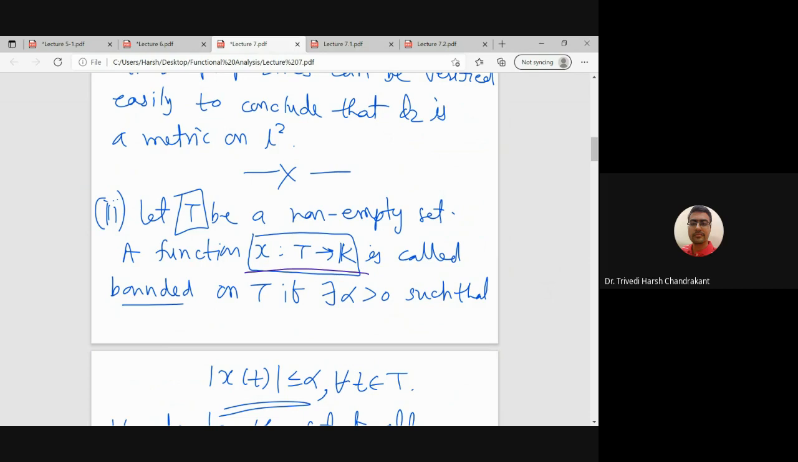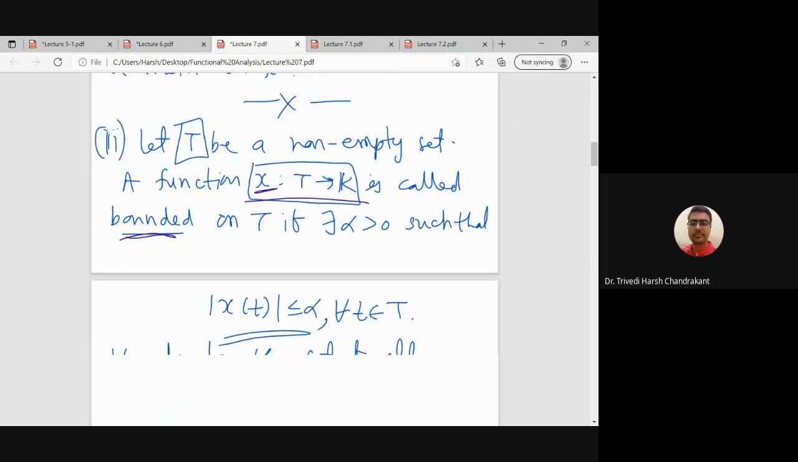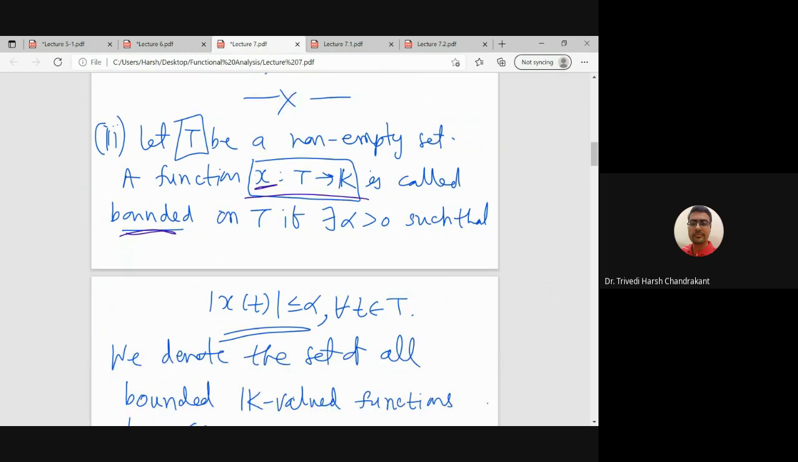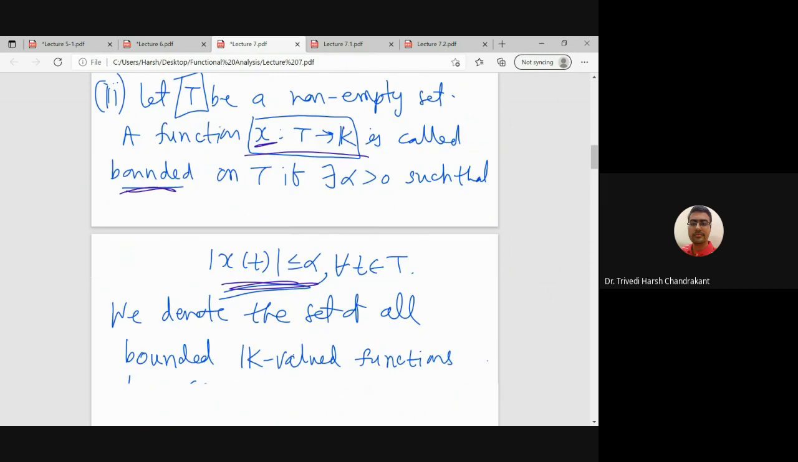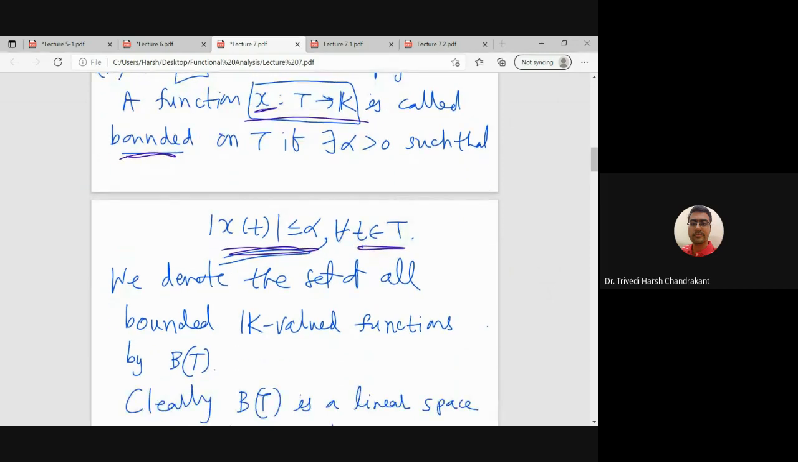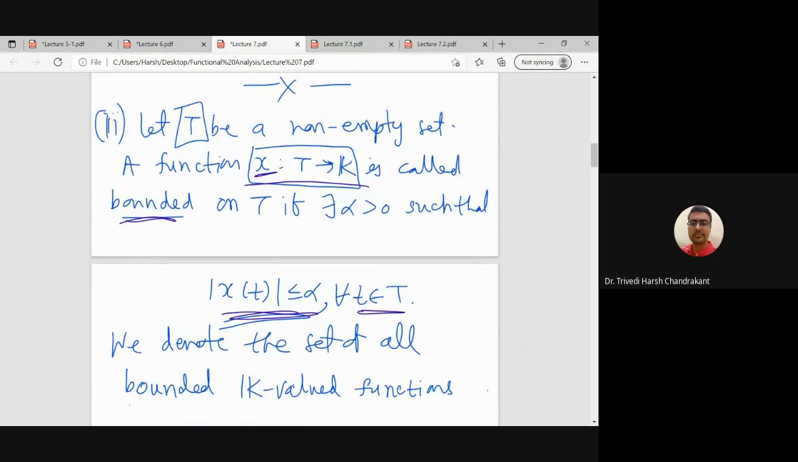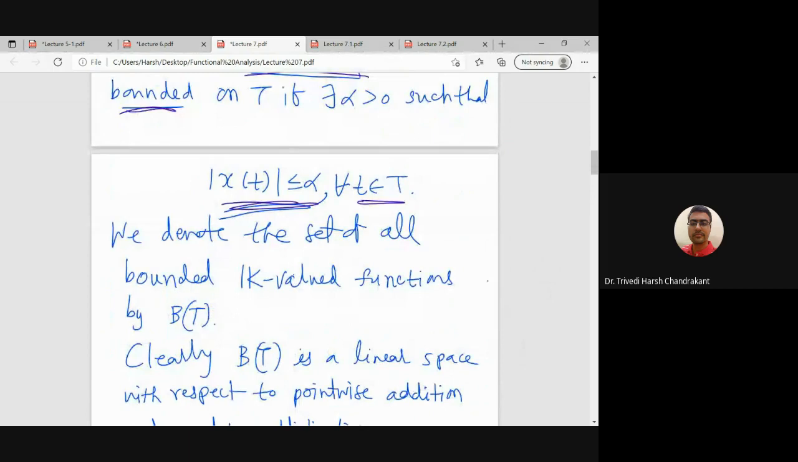These are only functions which are bounded. Bounded means there is a fixed number such that modulus of f(t) is less than or equal to that fixed number for every t. So such functions are bounded, and they are K valued functions. That means basically we are considering K is either the real numbers or the complex numbers.